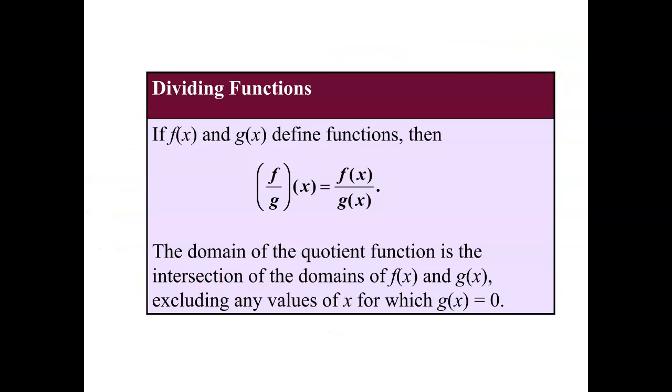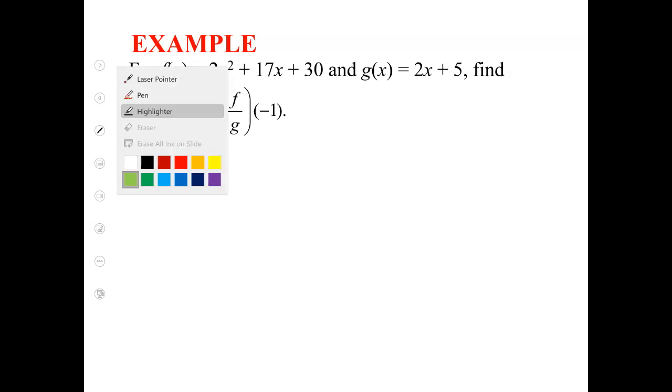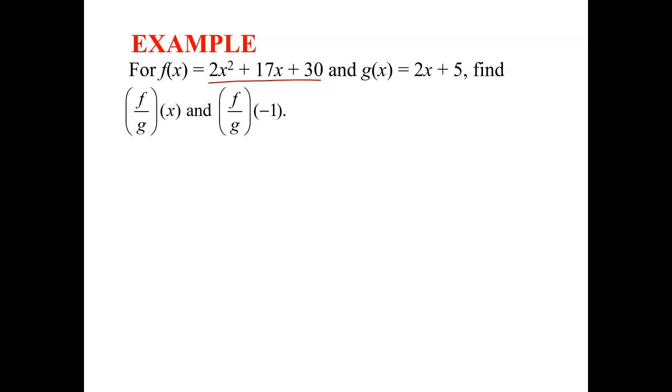This is our last function combination. We've done addition, we've done subtraction, we've done multiplication. Now we've got division, but it's the same process. We look at the functions, and then we do whatever the indicated operation is. Here it wants us to divide the two expressions. f of x divided by g of x.